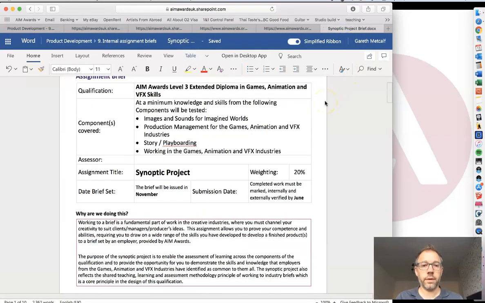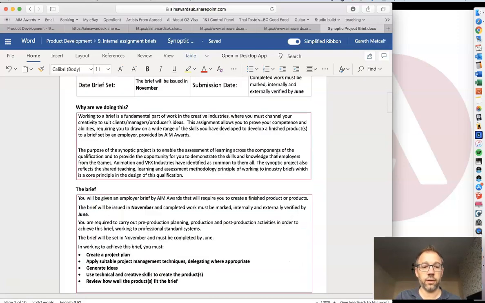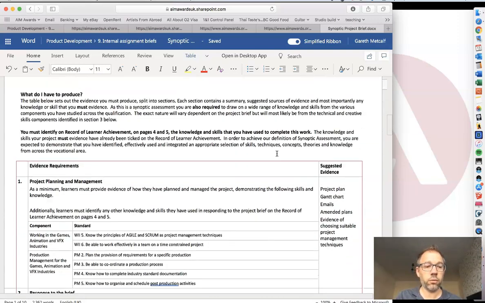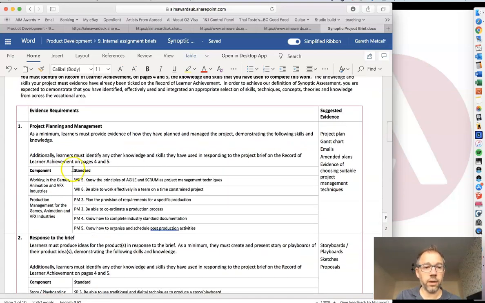There we go. So as a minimum, it must test some of the standards from 4 components: images and sounds for magic worlds, production management for games, animation and VFX industries, story and playboarding, and working in the games, animation and VFX industries. So I'm going to scroll right here to show you that on these pages we have identified those standards that must be covered as a minimum.